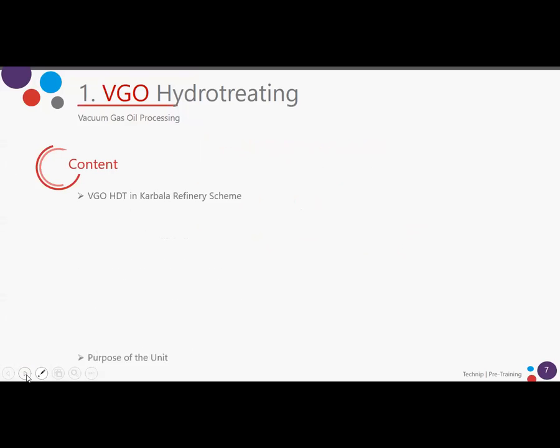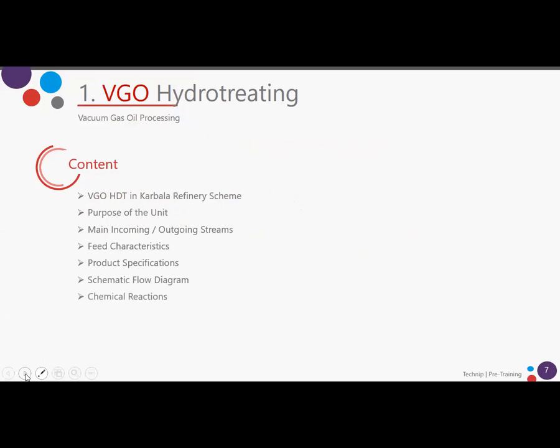What we will see today, as usual: where the unit is in the Carvala refinery scheme, the purpose of the unit, the main incoming and outgoing streams, the feedstock characteristics, the product, the schematic flow diagram, the chemical reactions, the catalyst, the process variables, and the reactor operating conditions. As you will see in this hydrotreating, we will have very similar reactions to those we saw in the previous hydrotreating process.